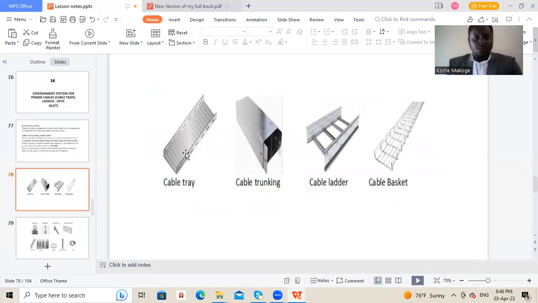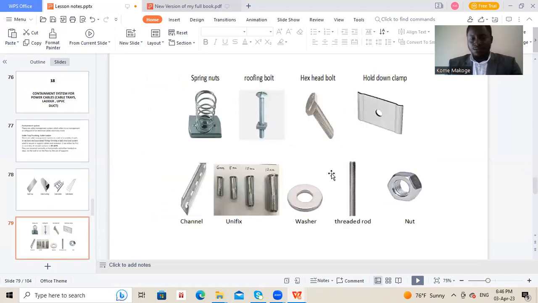We'll move to the next slide, which is a picture of the cable containment system. The first part is the cable tray, as you can see. The next is cable trunking, cable ladder, and then we have a cable basket. In this case, we will call this a perforated cable tray. The next slide is going to be the different components that are used to couple or to carry out the containment works in the building.